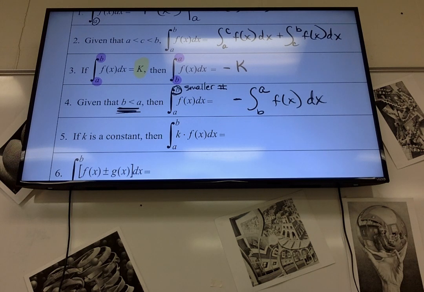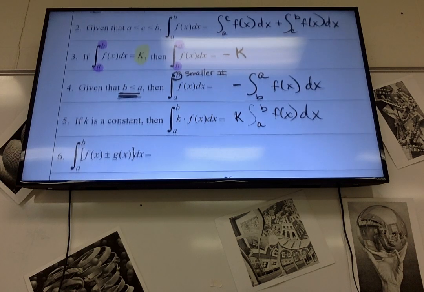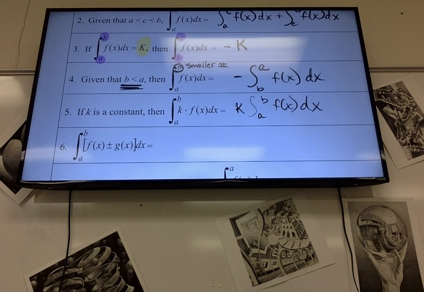Number 5, if K is a constant, then that means we can bring that K out in front. And we actually did that yesterday. That way you just don't have to multiply it over and over and over again. That just simplifies the arithmetic for us.